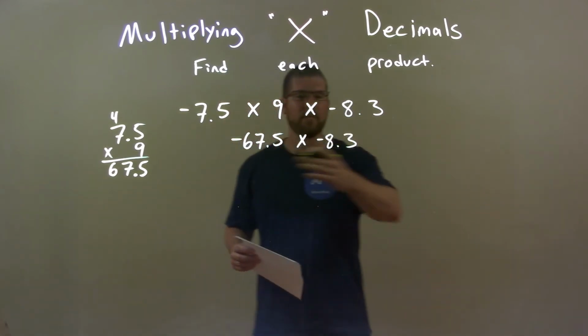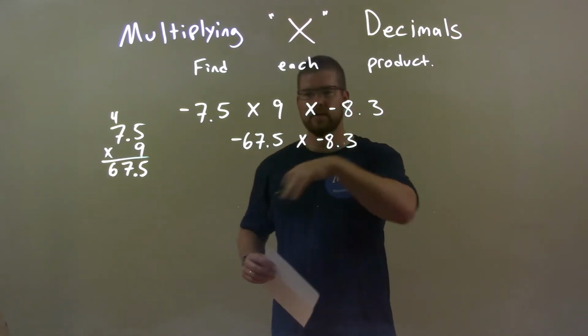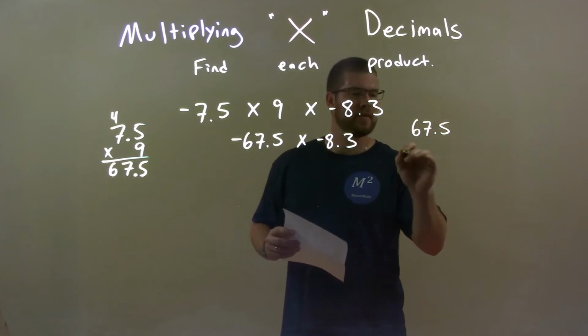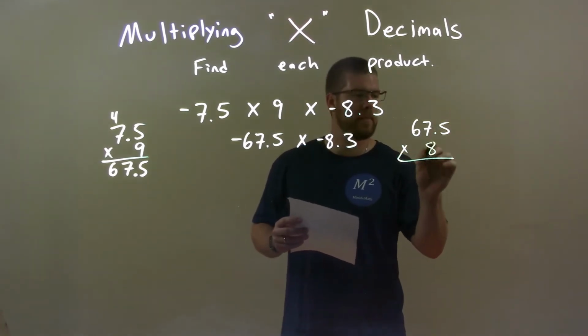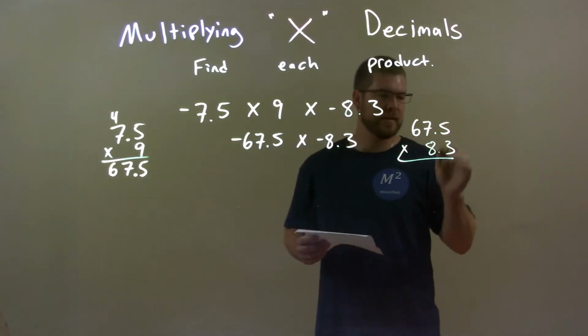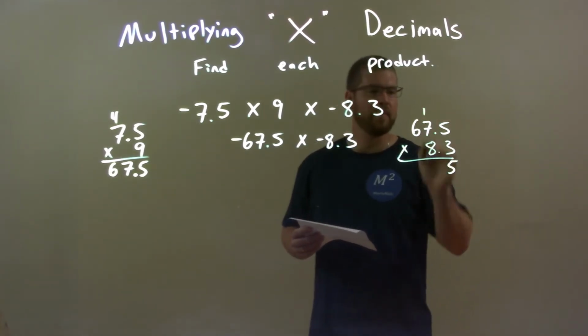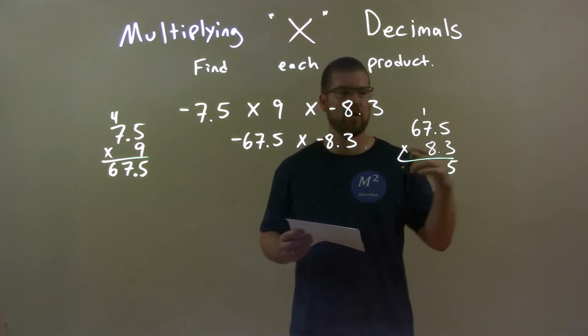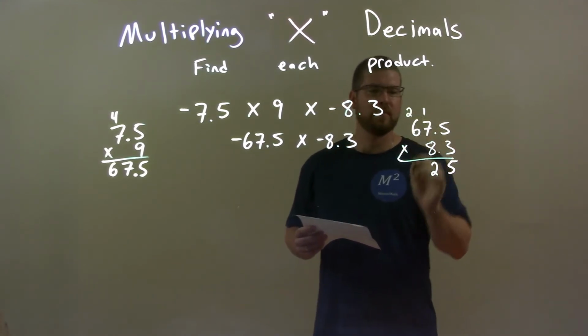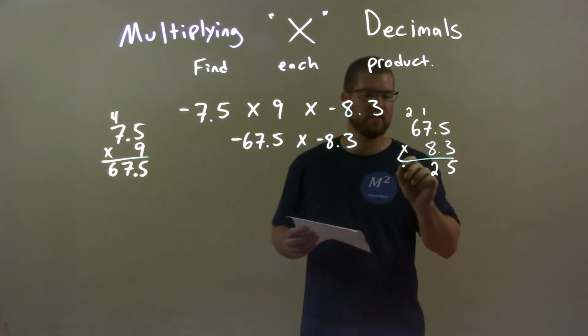Okay? So now I'm going to do that over here. Ignore the negatives and apply them at the end. 67.5 times good old 8.3. Okay? Well, 3 times 5 is 15, 5 carry the 1. 3 times 7 is 21, plus 1 is 22. 2 carry the 2. 3 times 6 is 18, plus 2 is 20.